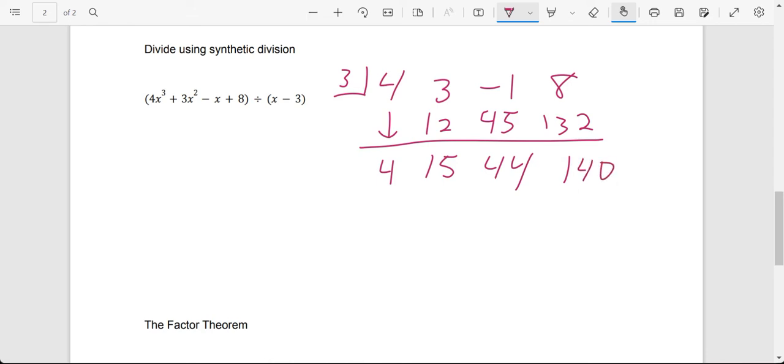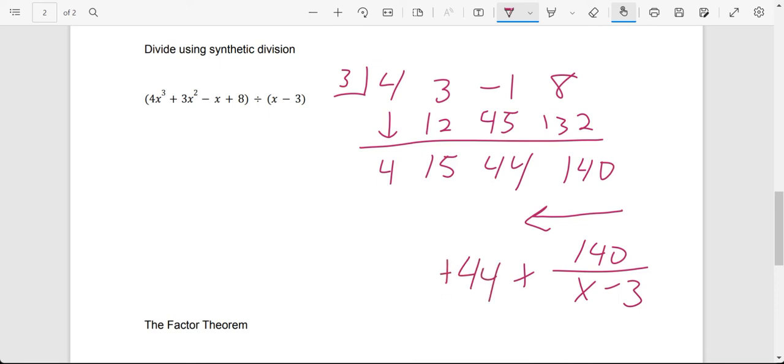So what does this mean? This is the part where people get tripped up all the time, and it makes me sad. Okay, work right to left. First number is always your remainder. So we have a remainder of 140, so it's going to be 140 over x minus 3, because that's how we write our remainders in this class. The number after that is your constant. It's a constant of 44. The next number would be x. It'll go in order: remainder, constant, x, x squared, until you run out of numbers. Okay, every time. 15x and then 4x squared. We did it.